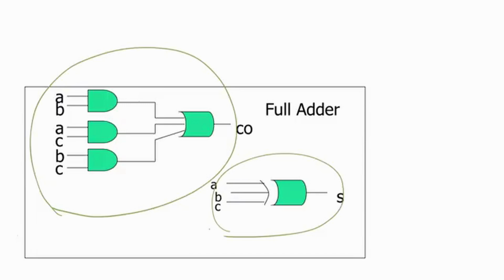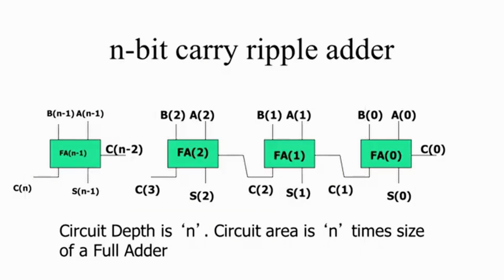So this is an n-bit carry ripple adder. We have several full adders, full adder 0 to full adder n minus 1. We give a0, b0 and c0, normally c0 will be 0, to the first full adder, which gives us the sum bit s0 and a carry bit that we pass on to the next stage. The next stage takes A1, B1 and the carry bit from the previous stage, and gives us S1 and also C2, which is pushed on to the next stage, and so on.